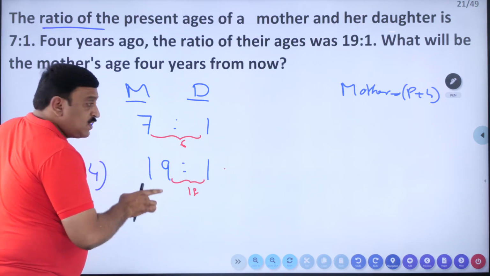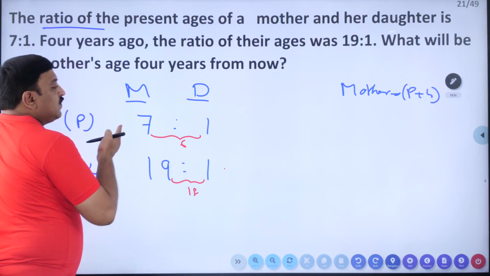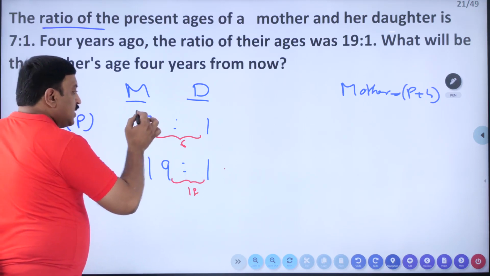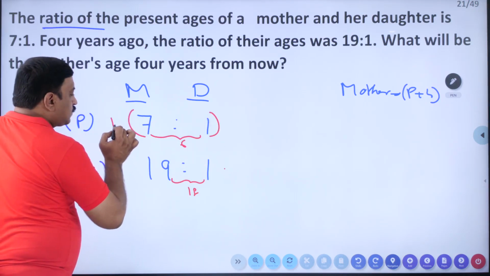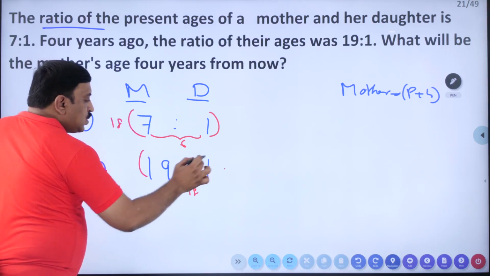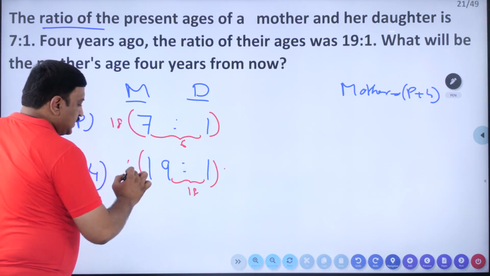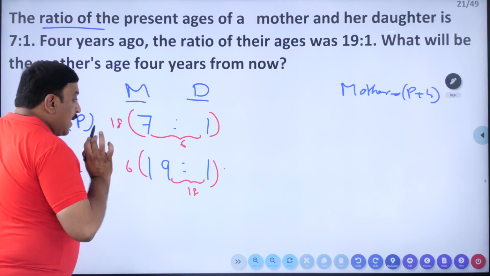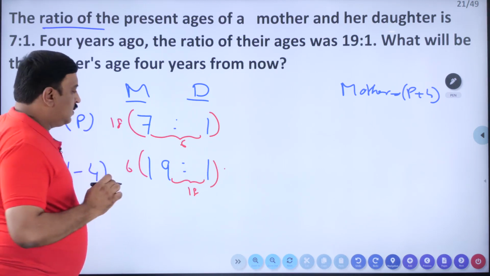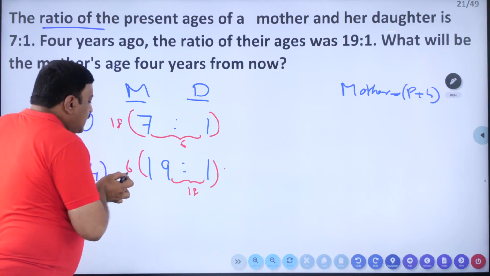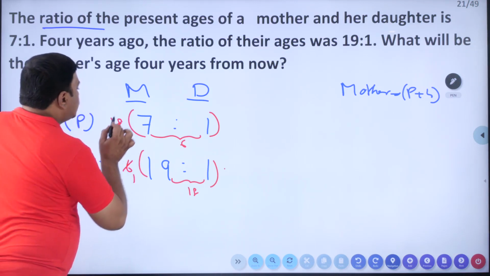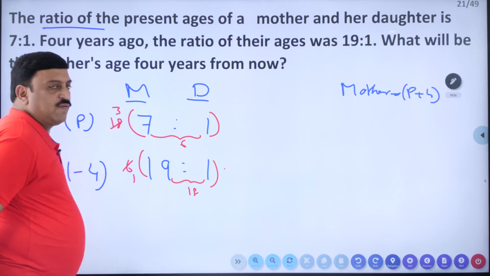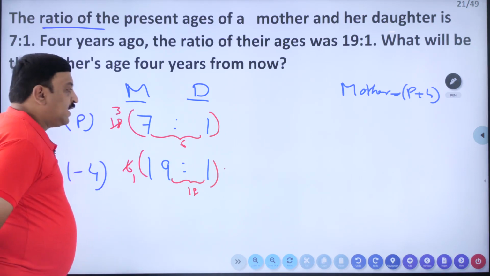What is our method now? We have to multiply 18 with this ratio. So this entire ratio should be multiplied with 18, and this entire ratio should be multiplied with the opposite of this one, that is 6. But do one thing here. 18 and 6, how many times does it go? This is 1 time, this is 3 times. Enough.